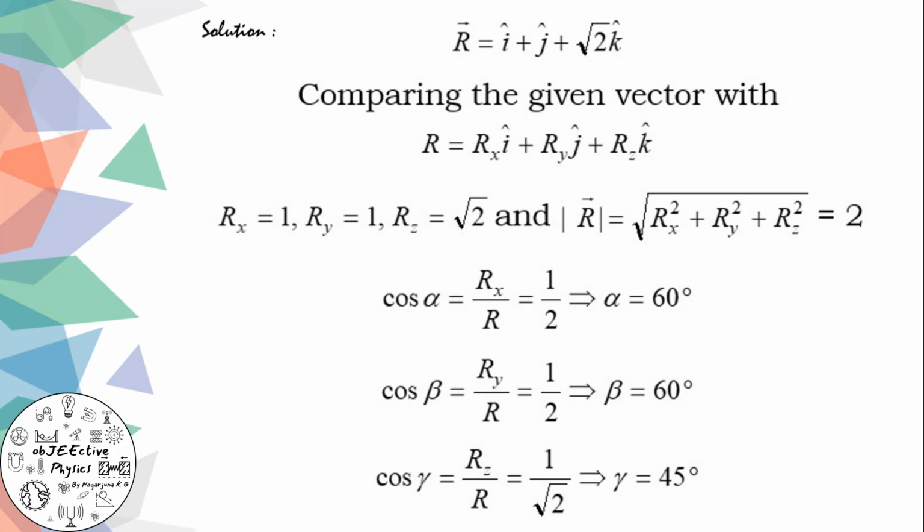Angle with the x-axis, that is cos alpha is equal to rx by r, that is equal to 1 by 2, or alpha is equal to 60 degrees. Similarly, cos beta, angle with the y-axis, is 60 degrees, and cos gamma gives gamma is equal to 45 degrees.